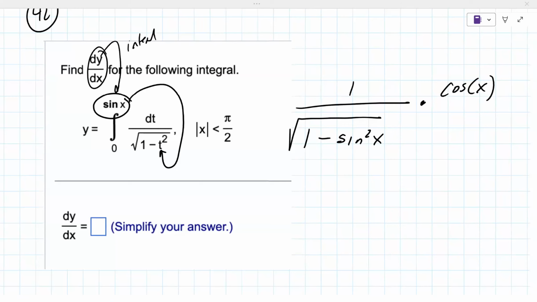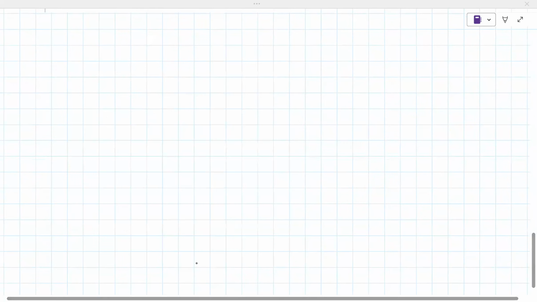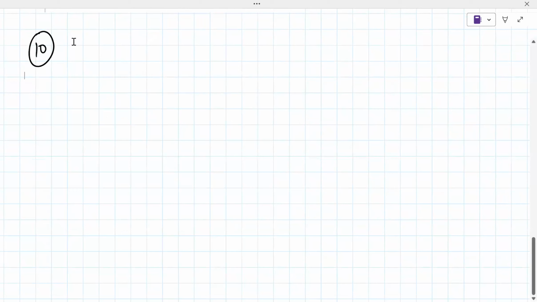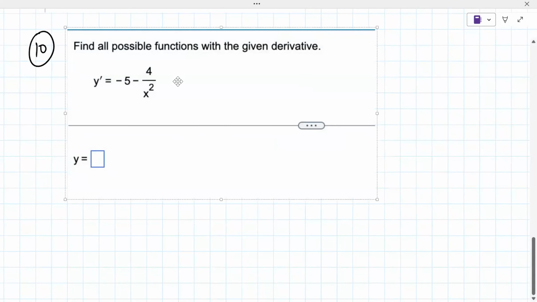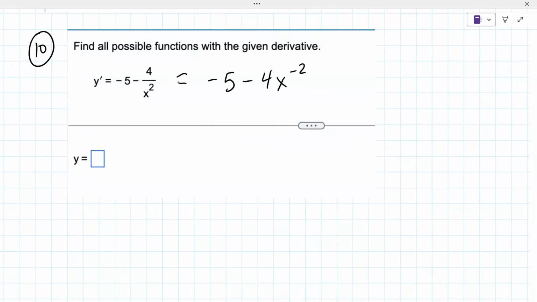Next one here. This is number 10. Find all possible functions with a given derivative. Then on your multiple choice final, you will take derivatives maybe. Here you might rewrite it just to get it in a form that's a little bit better.